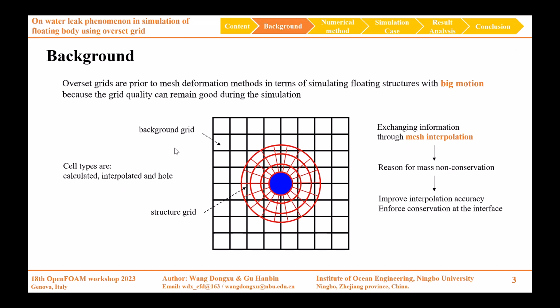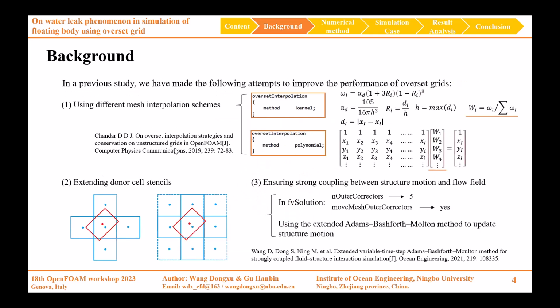That's a reason for the mass non-conservation problem of the OVERSET grid. To overcome this problem, one may improve interpolation accuracy or just enforce the conservation at the interface. And here we will focus the former. In a previous study, we have made these attempts to improve the performance of the OVERSET grid.